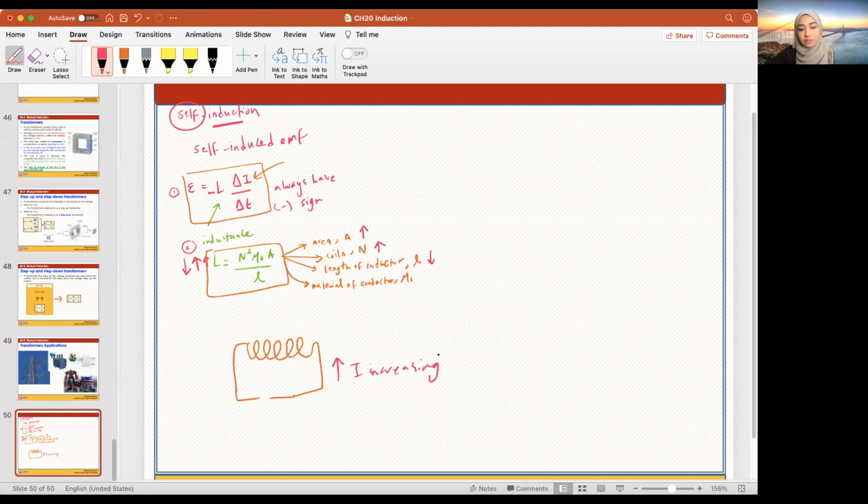So let's go for the first situation where I is increasing. When your I is increasing, you have a change in I over time. And this is proportional to your, what is that? It is proportional to your EMF.